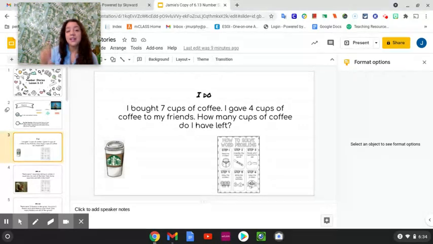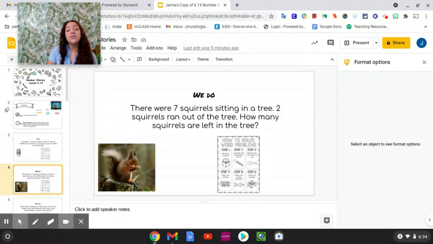Get out your pencil and your paper. First, remember we have to read the word problem. Since we're still learning how to read, Miss Murphy will read it for you. So you listen. There were 7 squirrels sitting in a tree. 2 squirrels ran out of the tree. How many squirrels are left in the tree?